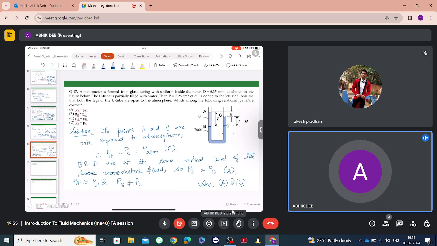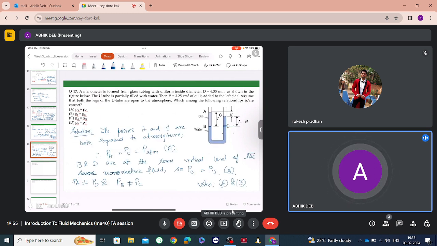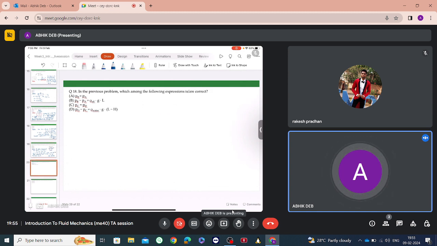Now, going to the next problem. In the previous problem, which among the following expressions are correct? Is PB equal to PA? No. A and B are in the manometric fluid of oil, and B is lower than the point A. That is why it will be at a different pressure. So PB is not equal to PA.